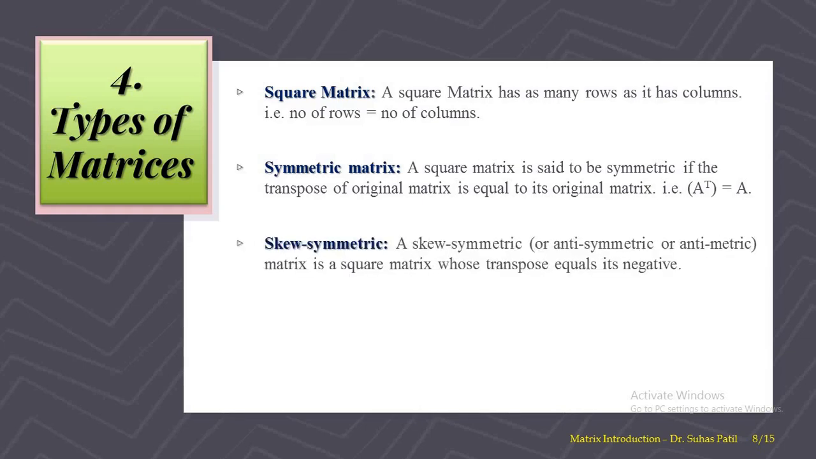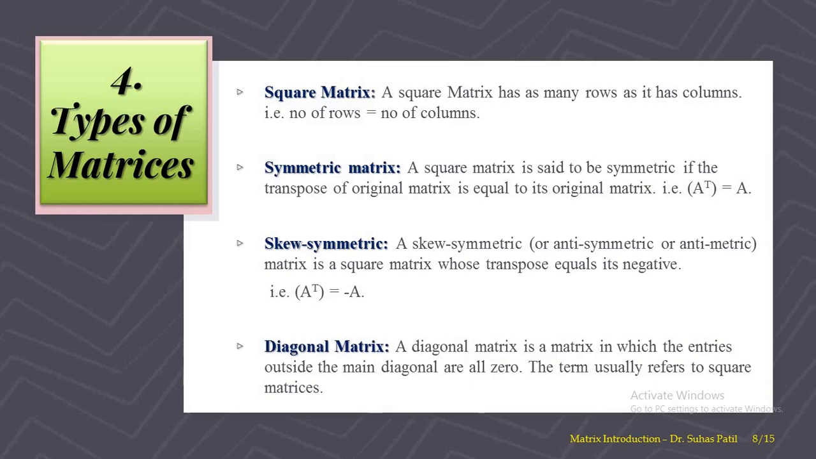Then skew symmetric. What is meant by skew symmetric? A skew symmetric matrix, which we also call anti-symmetric, is a square matrix whose transpose is equal to its negative. That is, A^T = -A. This is the skew symmetric matrix.